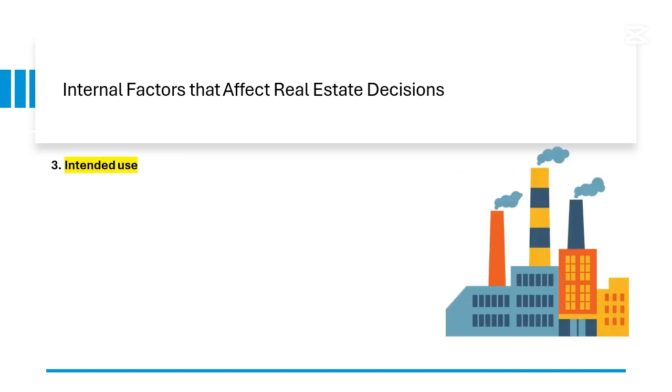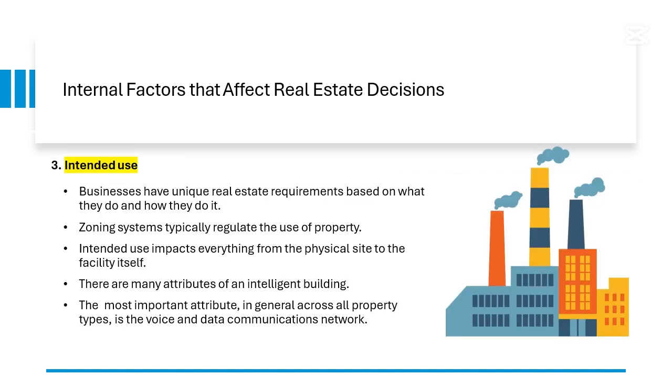Next is intended use. The intended use of the property refers to its primary function, whether it is for office space, retail, industrial storage, or other specific purpose. The type of property you choose must align with the intended use of a space. Businesses have unique real estate requirements based on what they do and how they do it. Zoning systems typically regulate the use of property. Intended use impacts everything from the physical side to the facility itself.